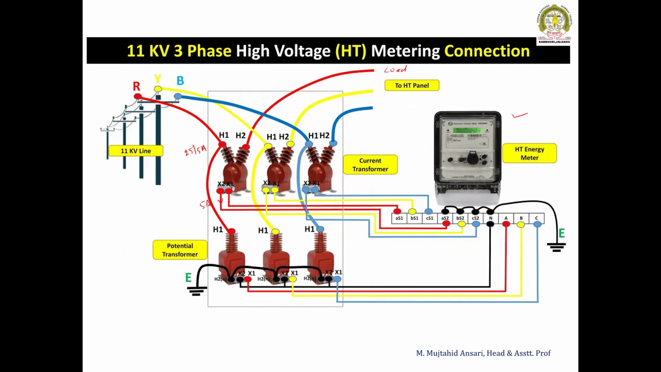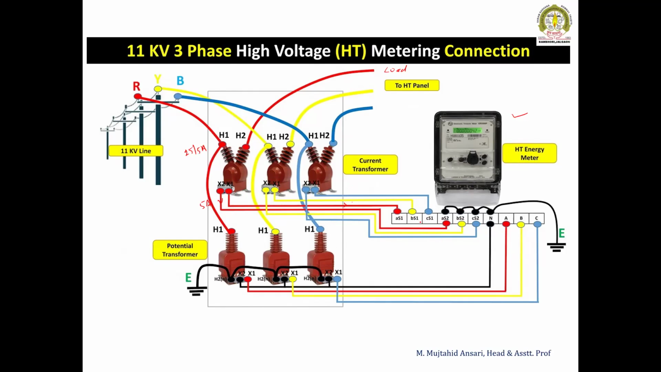So this is S1. The secondary side of one current transformer has S1 here and S2 here. So this is S1 and S2, the secondary of the current transformer. Similarly, for the secondary of the second CT for the Y phase, S1 is here and S2 is here, and likewise for the third CT. So 6 terminals are there for the current transformers and 3 terminals are for the potential transformers.